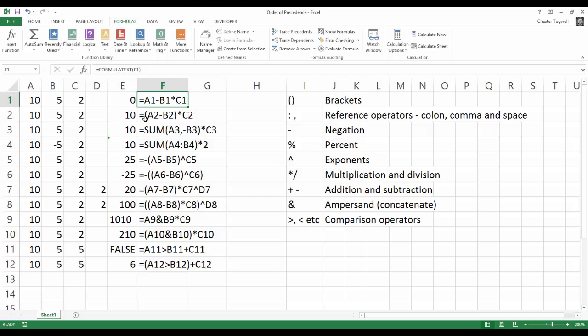If we do put brackets around the subtraction part of the formula, then we get the 10, because what we would be doing there is saying 10 minus 5, we would do that bit first, which is 5, times 2, which would give us 10.